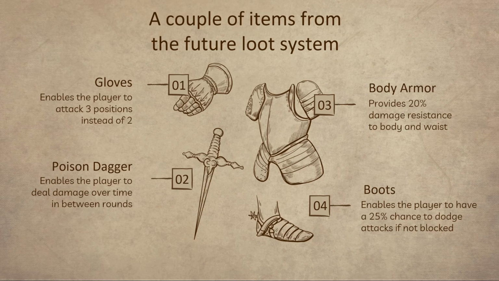So if you hit the rat for 5 damage, and then one round later, the rat will take another 5 damage from just poison damage over time. So that would be really cool. And another example would be boots. So if you dropped boots, you could equip the boots, and then your character would have a chance to dodge attacks from the rat. So even if you didn't block the correct position and the rat hit you in that position, you have a 25% chance to not take any damage.